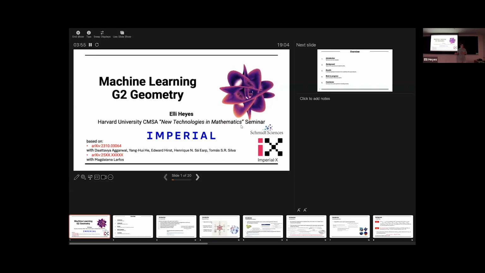So in the first half of the talk, I will be discussing the results of this first paper, where we used a neural network to predict some topological properties of G2 manifolds. Then in the second half of the talk, I will be discussing some work that I'm currently working on with Magdalena, and this is trying to numerically approximate G2 holonomy manifolds. But this is sort of like a work in progress.